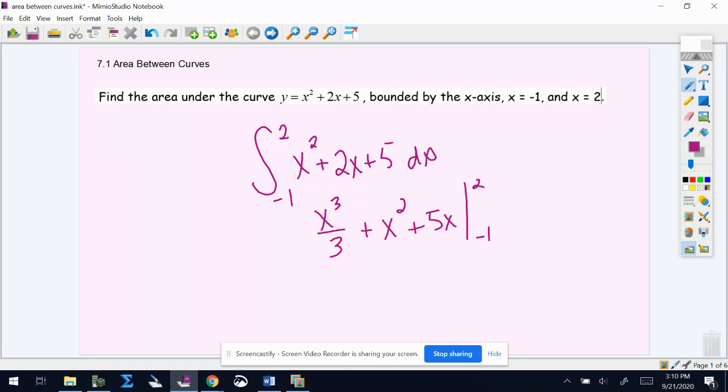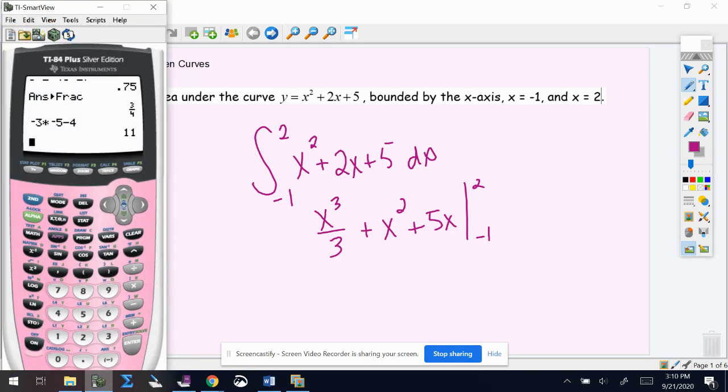There was also a way to do a definite integral on your calculator, and I want to remind you of this now because you're going to be using it a lot this chapter. Last chapter was very minimal as far as calculator usage. This chapter is the opposite. We're actually going to use it a ton. So to remind you how to do it on your calculator, let me just show you.